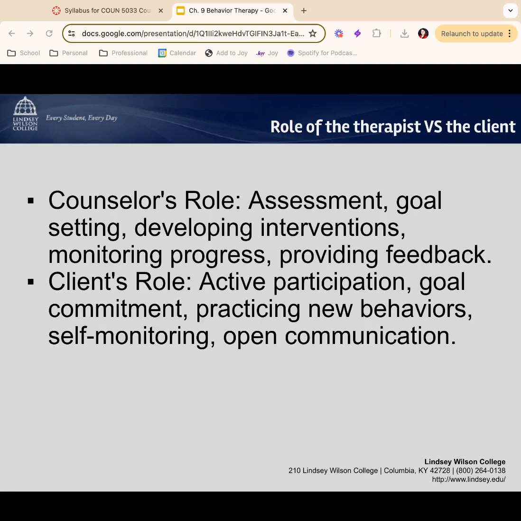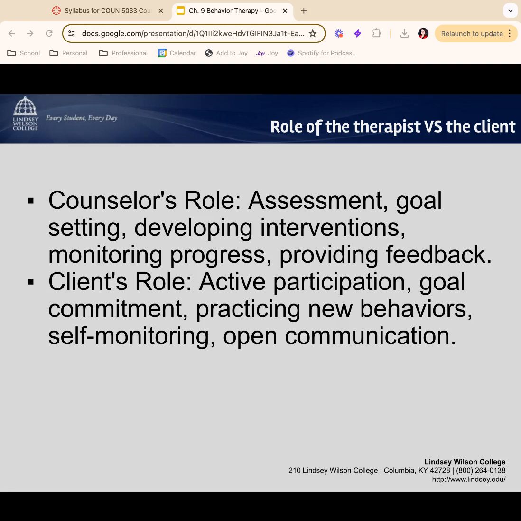So what is the counselor's role versus the client's role? The counselor conducts thorough assessments, collaborates with the client to set goals, designs and implements interventions, monitors progress, provides feedback, and adjusts treatment as necessary. So there really isn't a whole lot that's different in the counselor role outside of what you would expect. And then you also have the client, who should actively participate in therapy, commit to treatment goals, practice new behaviors outside of sessions, monitor progress, communicate openly, and provide feedback on their experiences.